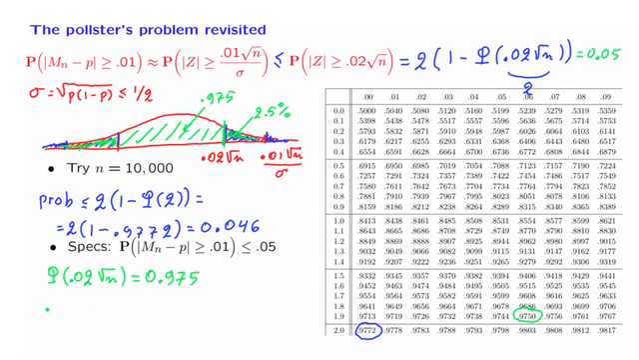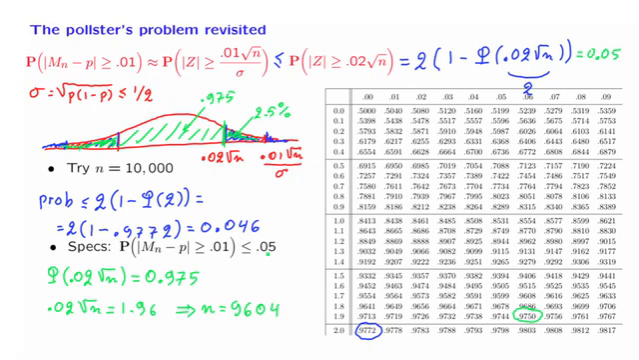So this tells us that 0.02 square root n should be equal to 1.96. And then we solve for n, and we find that the value of n is 9,604, which is indeed some reduction from the 10,000 that we had originally.